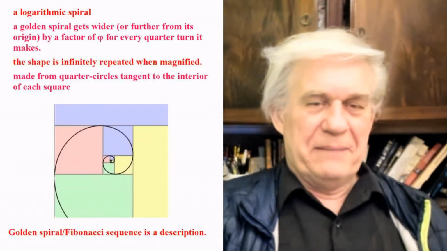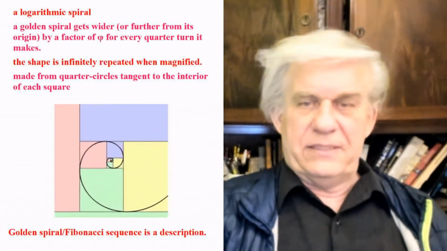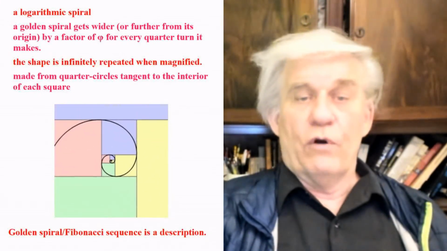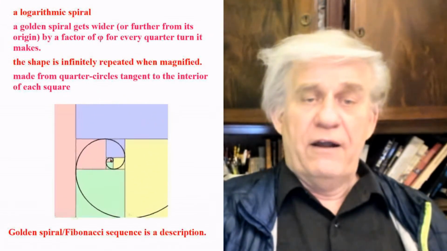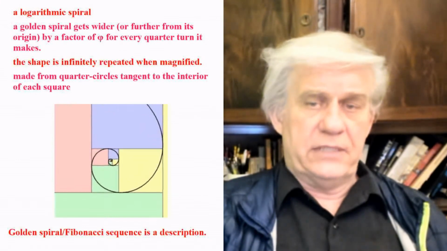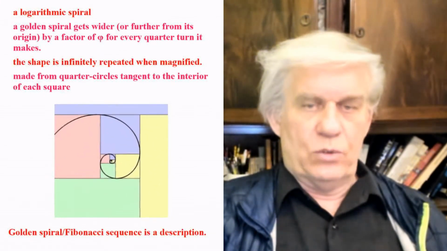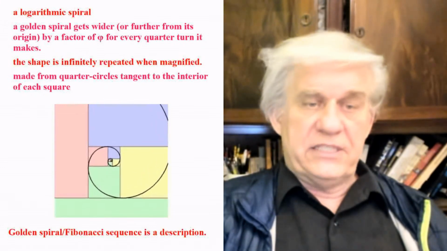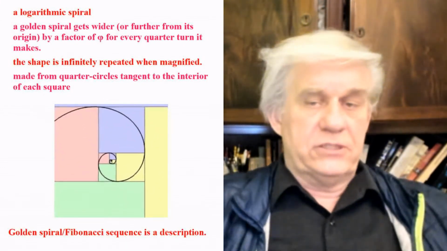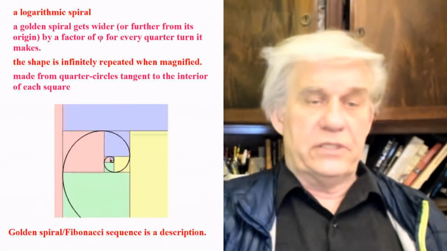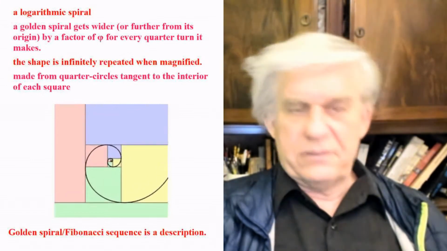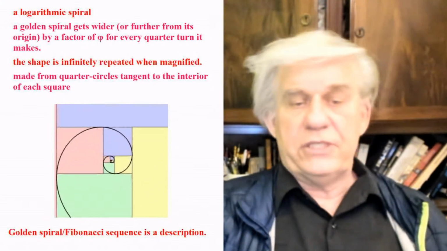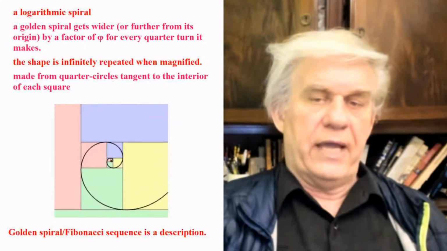And this is what he's talking about. He's talking about this thing, which apparently is something mathematical. It says a logarithmic spiral. The golden spiral gets wider or further from its origin by a factor of blah, blah, blah for every quarter turn it makes. That's a description. That's just a statement. We have no explanation for why it does so, what causes it. The why here is in terms of cause and mechanism, not purpose or reason. The shape is infinitely repeated when magnified. Again, just a description. Made from quarter circles tangent to the interior of each square. Description, description, description. That's all we have in front of us.